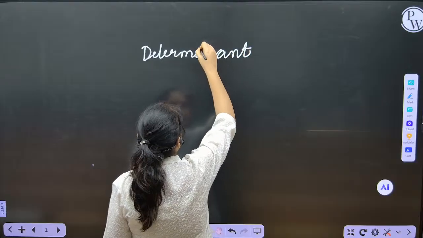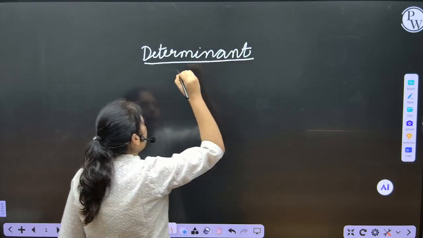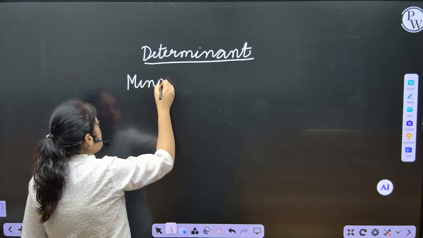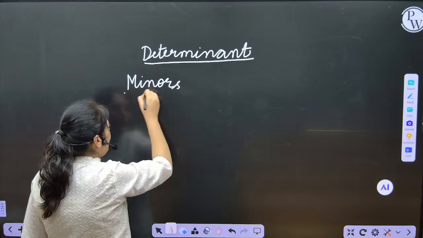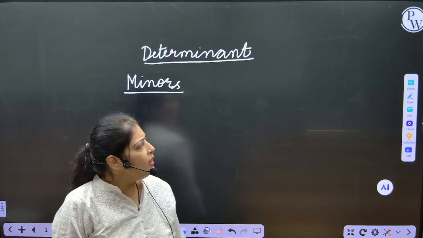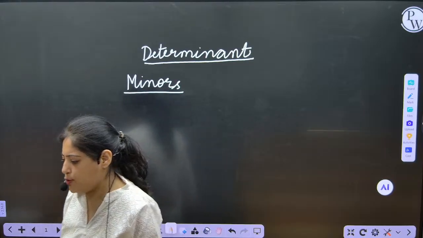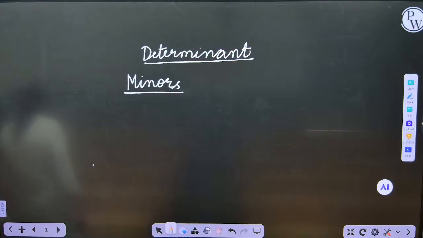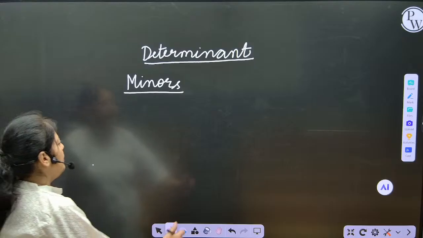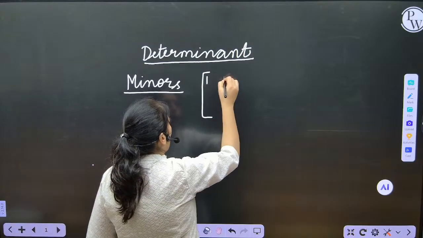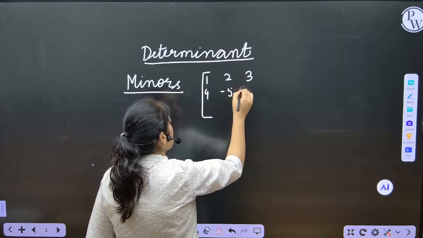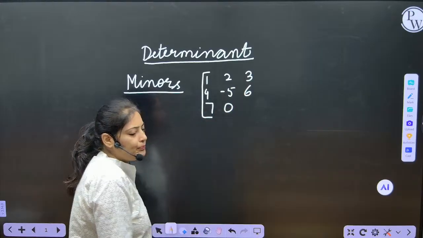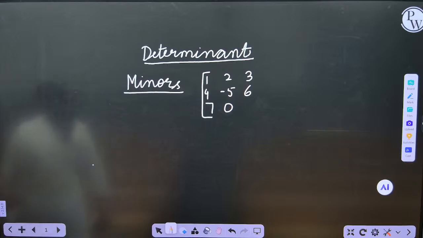Topic is determinant. Subtopic is minor. Whenever we have to find minors, later on I'll find cofactors also. So I'm taking one question and then we'll do. Matrix is 1, 2, 3; 4, minus 5, 6; 7, 0, minus 1.